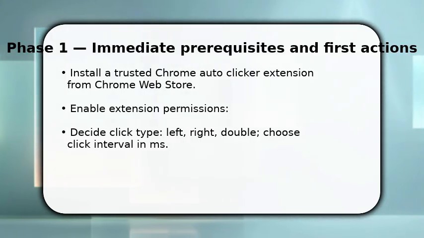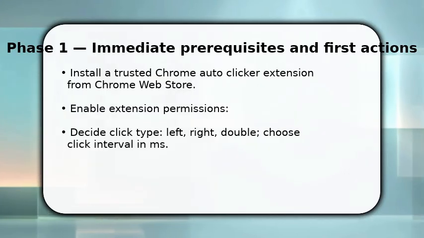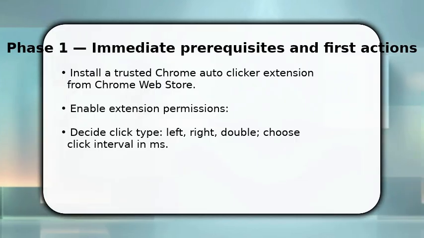Next, choose the click type, left, right, or double, and set a starting interval in milliseconds. Shorter intervals click faster but risk detection. Finally, select Single Tab mode if you only need one page automated, and save this initial profile.